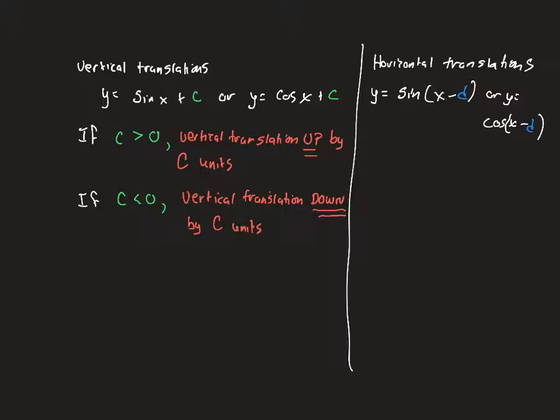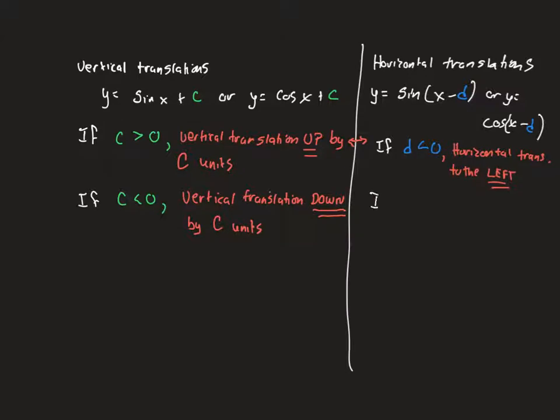So how does this compare in this situation here? Well, if d, in this case, is less than 0, meaning it's a negative number, then you have a horizontal translation either to the left or the right. In this case, it's to the left. Okay?